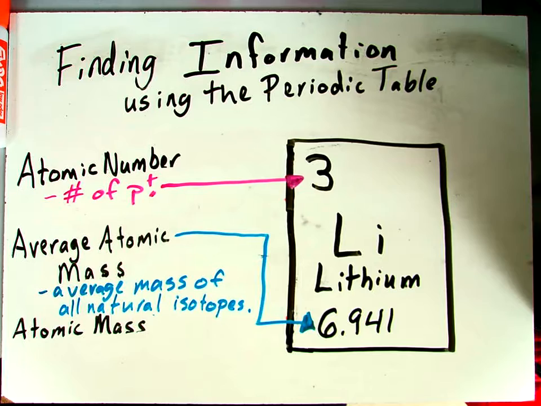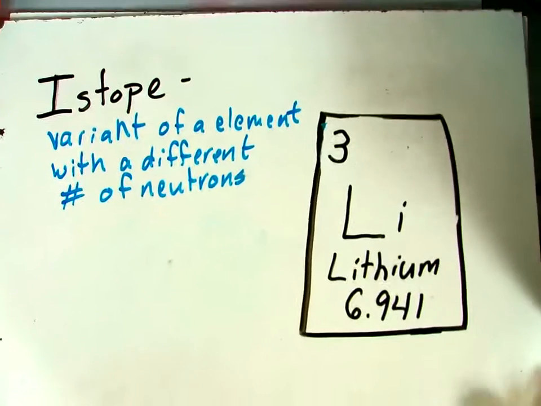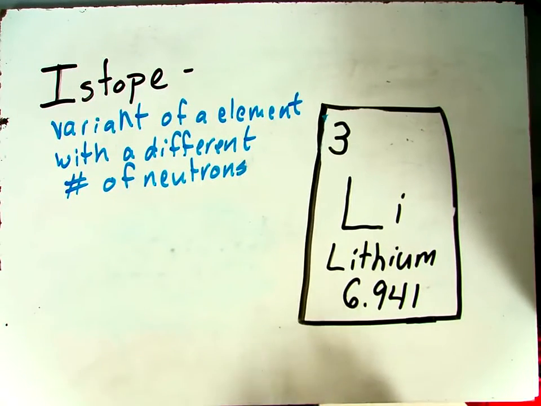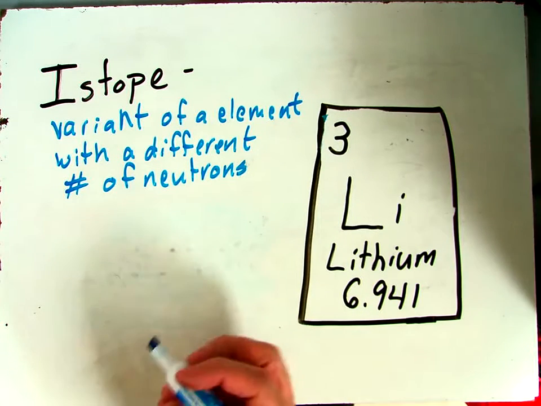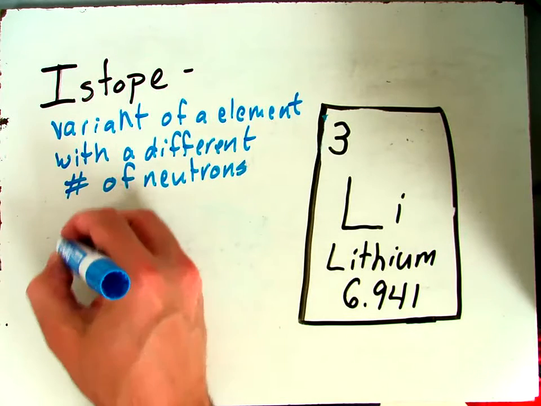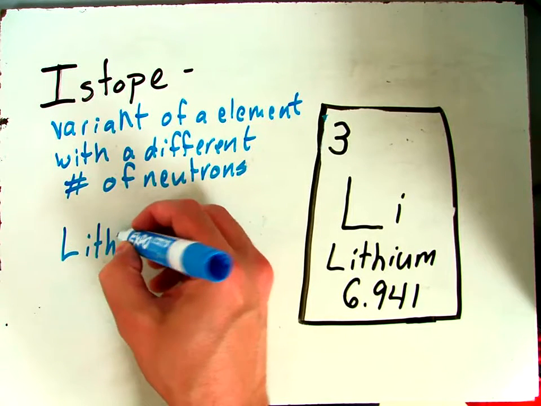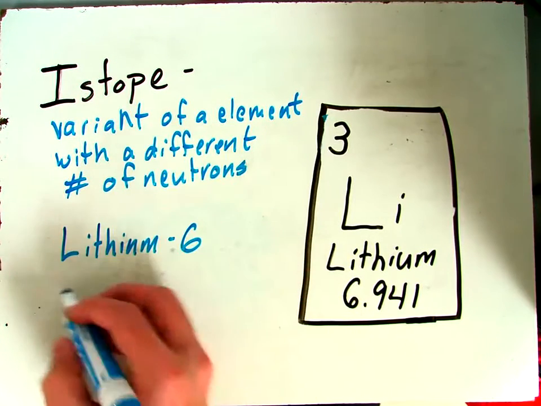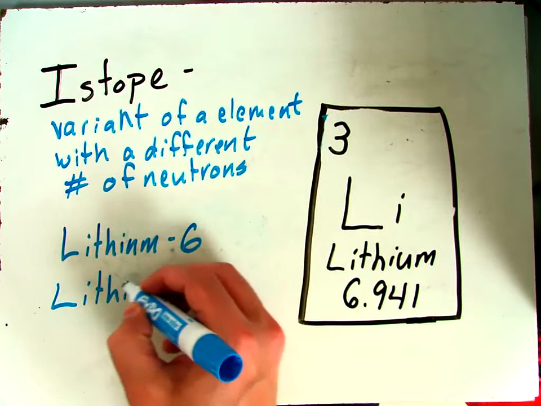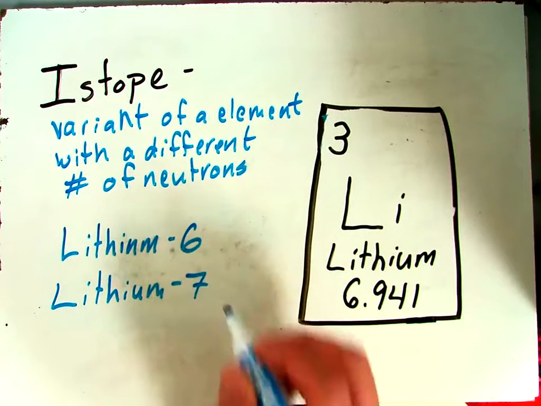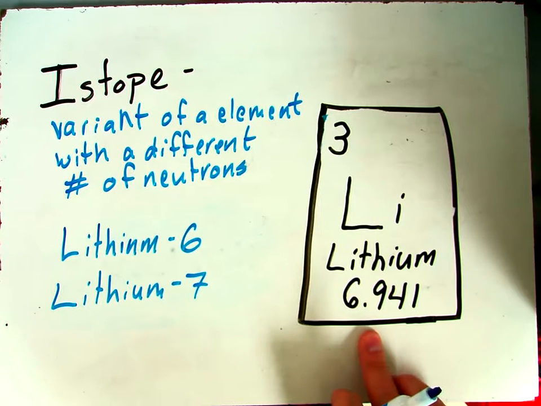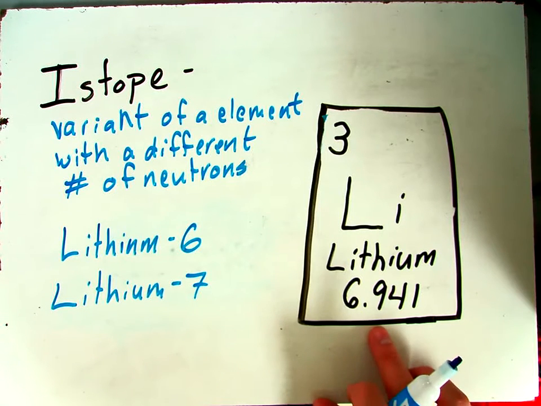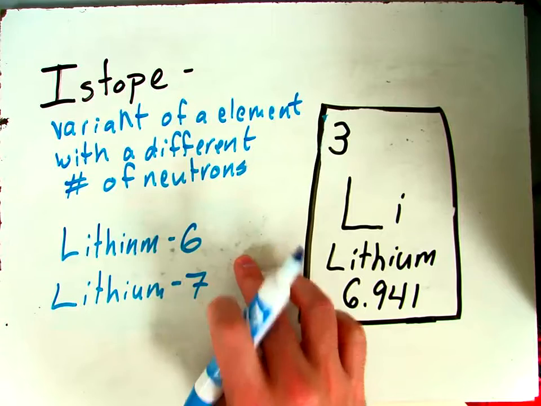So basically, an isotope is just going to be a variant of that element with a different number of neutrons. For lithium, we have two possibilities. We have lithium 6 and lithium 7. Now, in nature, lithium 7 is more abundant. That's why our average atomic mass is closer to 7 than it is to 6.